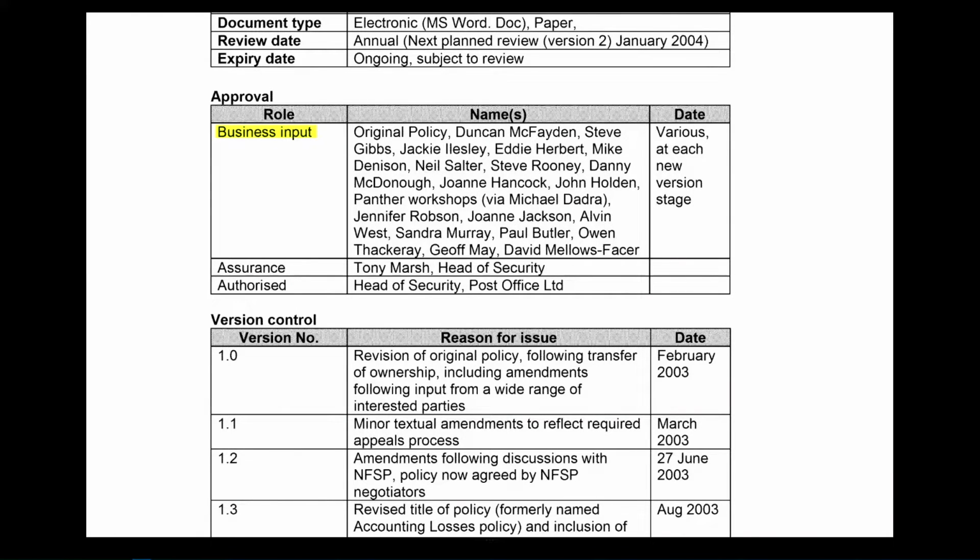So many of those names, to be honest, I'm not entirely sure what their roles were. A lot of them fall under the security team or the product and branch accounting team. For the last 5 names, I don't recall what their roles were. And we have their assurance, Tony Marsh. Would Tony Marsh have read and signed off this document? Absolutely. Well, he should have done.